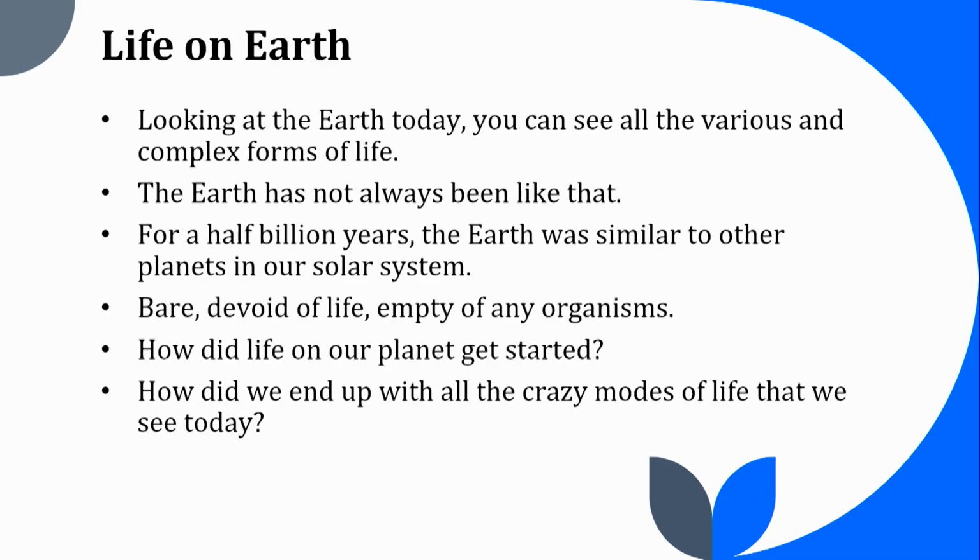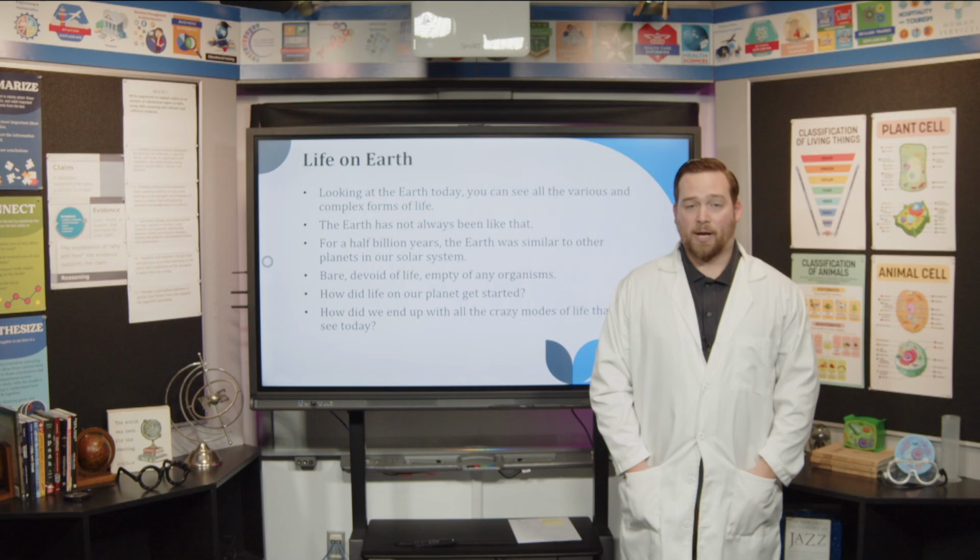So I wanted to talk about life on Earth. And like I just mentioned, if you looked at the Earth today, you would see all these various and complex forms of life. But the Earth has not always been like that. In fact, for about a half billion years after the Earth formed, the Earth was similar to the other planets in the solar system. It was bare, devoid of life, and empty of any organisms. So how did life on our planet get started? And how did we end up with all the crazy modes of life that we see today? Those are going to be some of the things that we talk about.